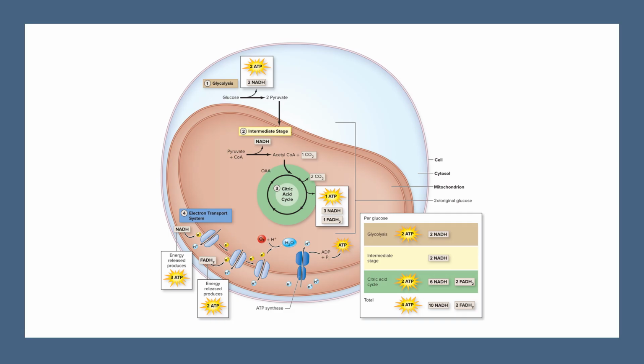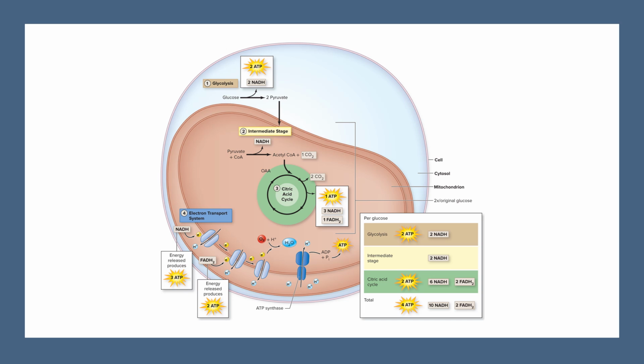So to summarize the stages of cellular respiration, the first stage is glycolysis. Its location occurs within the cytosol. It is the process of the breakdown of glucose into pyruvate. There's a net production, or a net gain, of 2 ATP molecules.